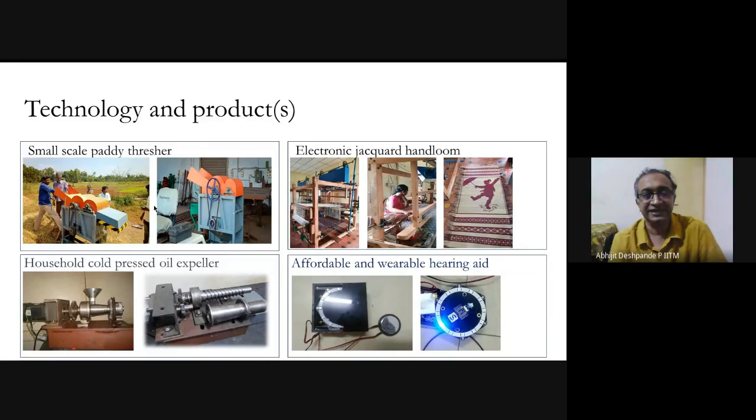On the right-hand side is another example of a product. This is electronic jacquard handloom. Jacquard is basically what is used to get a pattern in textile weaving. So on a sari or a bedsheet, we have different patterns, or sometimes elephants or any other figure. That all is manipulated based on jacquard, because it can pick threads of different colors and different patterns. So the weave pattern that you get is pretty much decided by a jacquard.